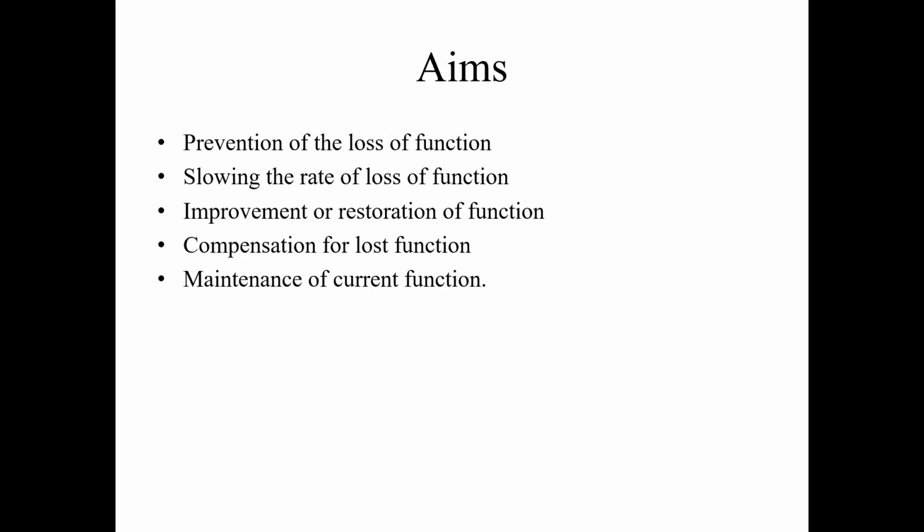For example, if the person is having a stroke and you try to prevent foot drop, but you were not able to prevent it, the person had foot drop, then we compensate for it. So we give them some splint and we help them to compensate for the loss, and we help them to do the particular function. Okay, so that is our fourth aim.